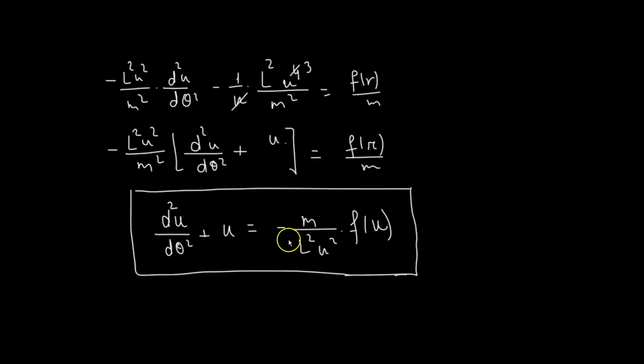Solving this particular differential equation is much simpler, and it will give us the value of u as a function of θ. Since u = 1/r, we have obtained the value of r as a function of θ. Fine. So there is another alternative way of finding the solution u.